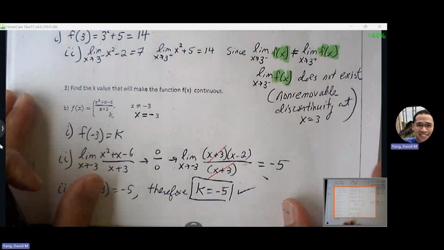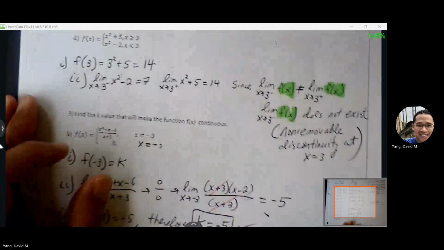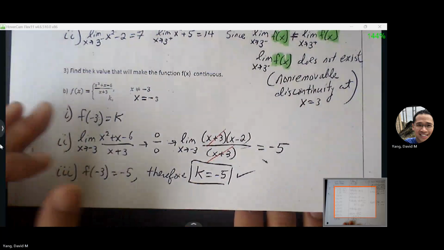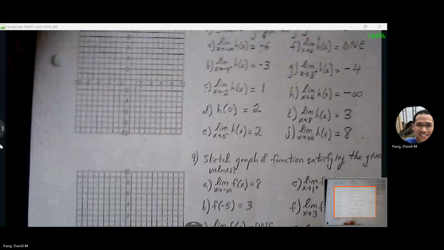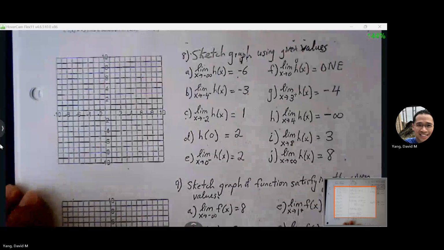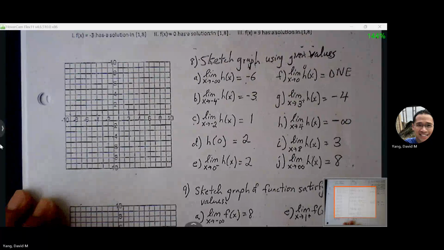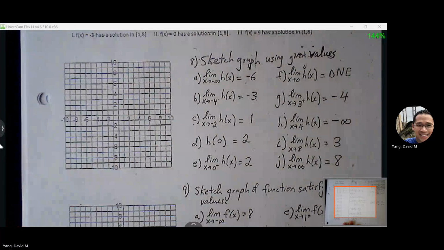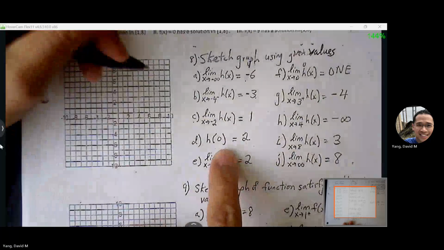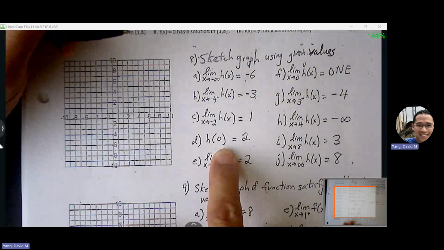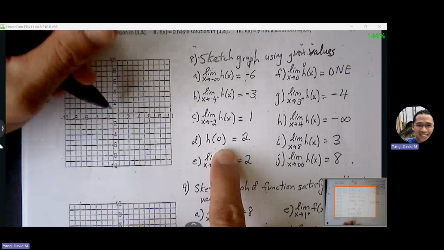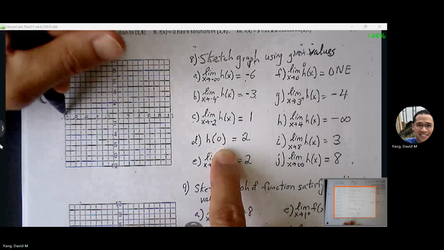All right, let's practice sketching a graph. Page 11. I like to start with ordered pairs. Those are the easiest ones to get going.